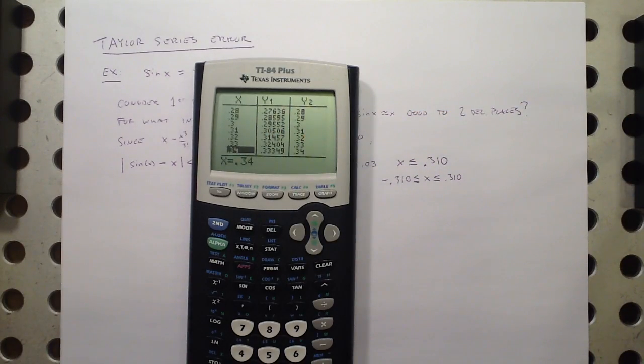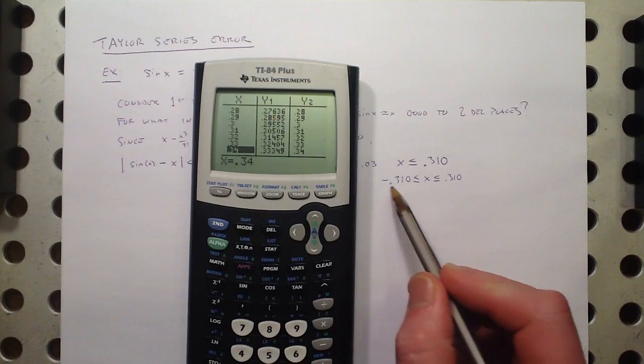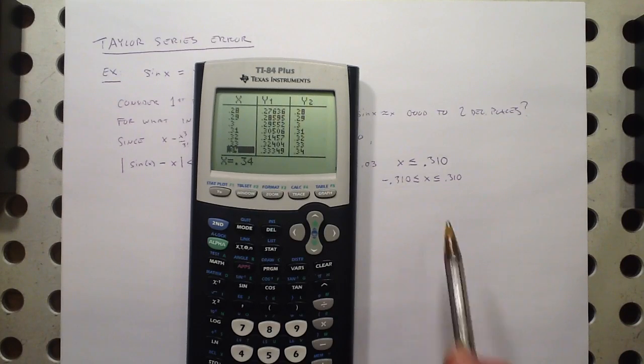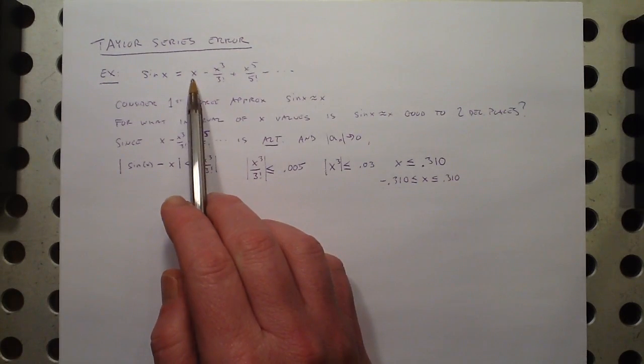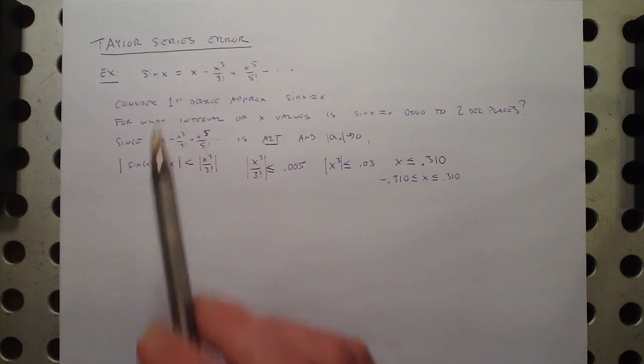So if you want accuracy to 2 decimal places, you need to be inside this interval. These are the x values where our approximation, just first degree approximation x, is good to 2 decimal places.